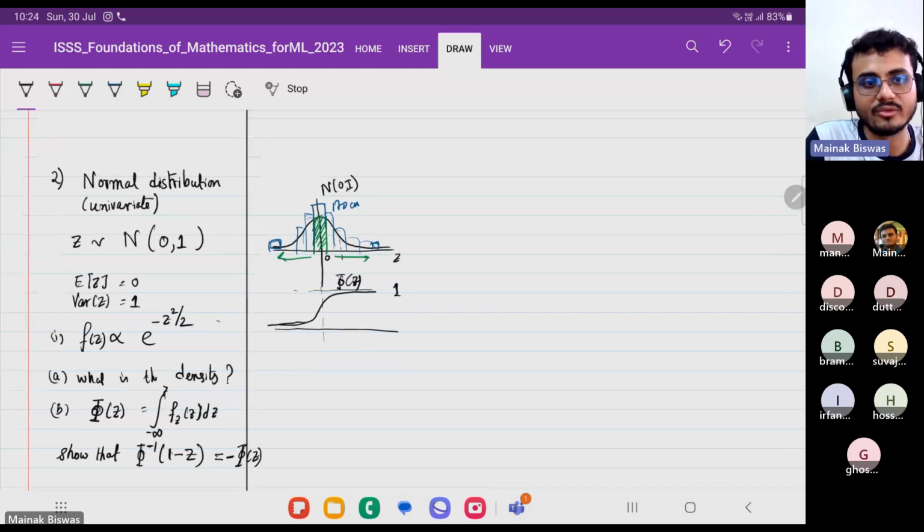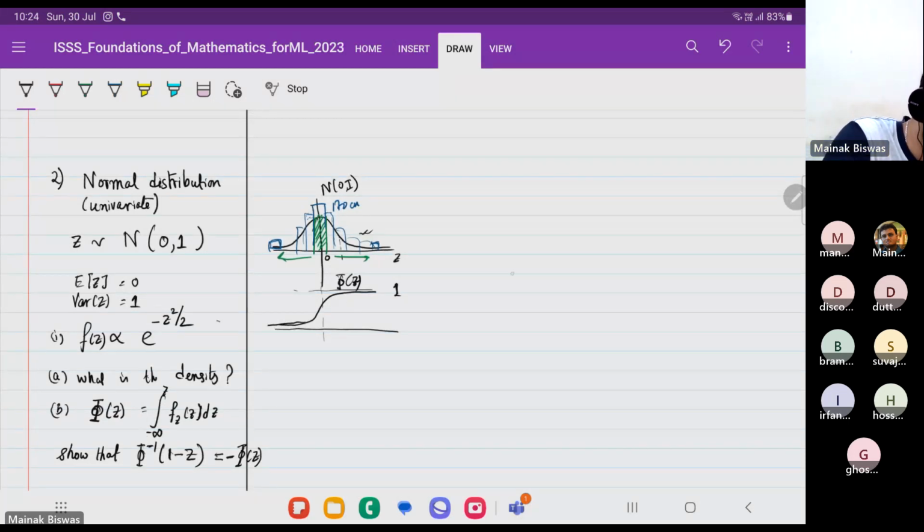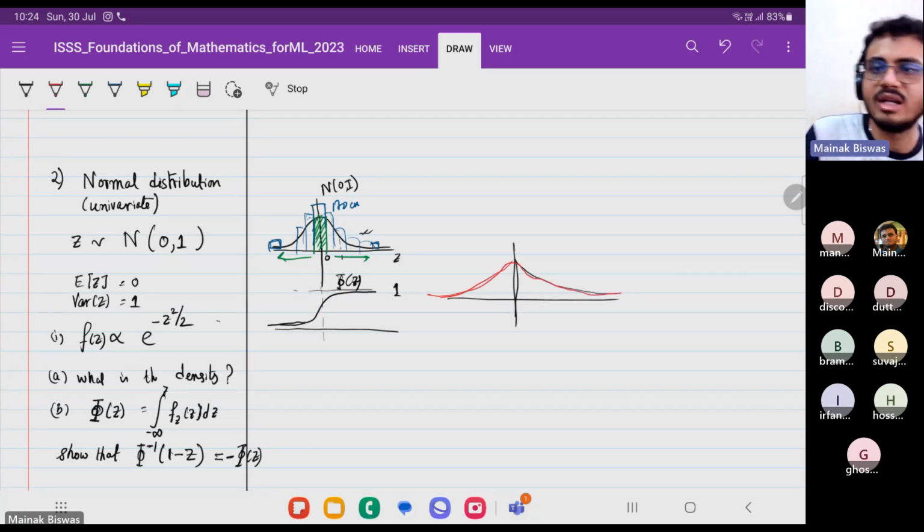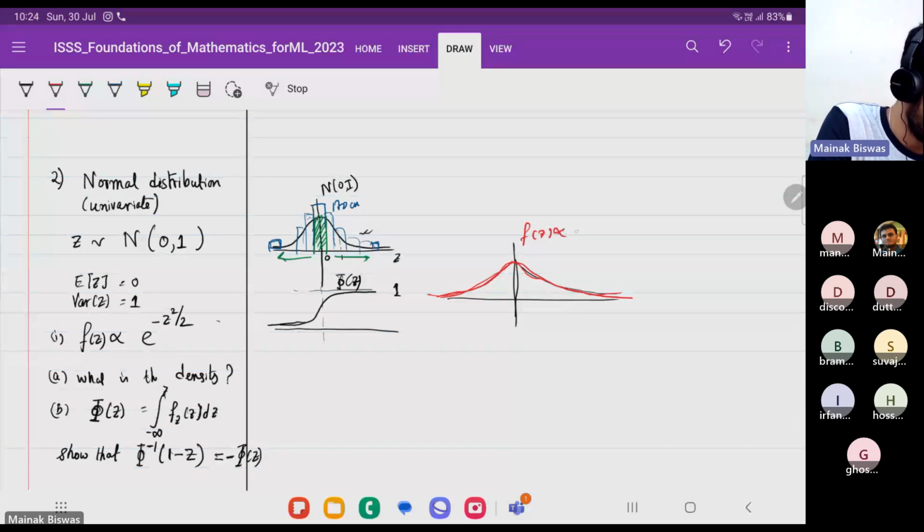Also known as the bell curve, which is proportional to e to the power minus z square by 2. Do you agree that e to the power minus z square by 2 will look something like this? E to the power minus z looks like this, right? The exponential. And if you have a square, it will give you both sides of the 0. And the concavity will change a bit, which you can see using calculus by taking derivatives. So it will be something like this. Do you agree? The f of z curve, or the density curve.